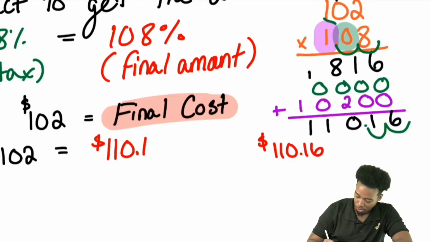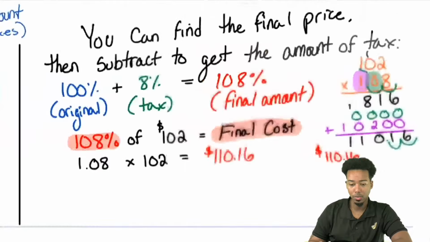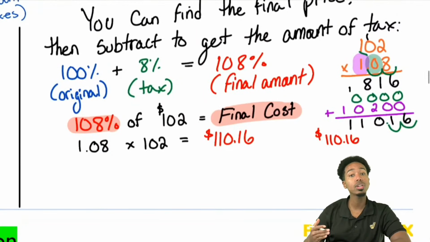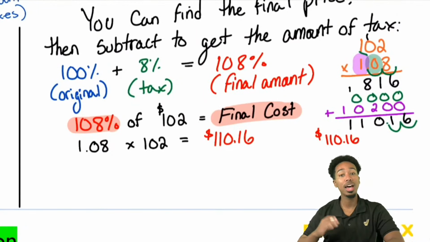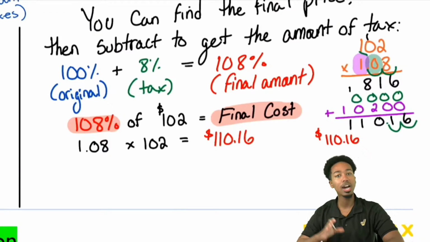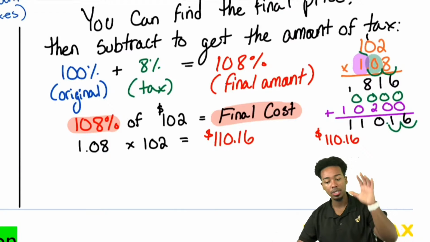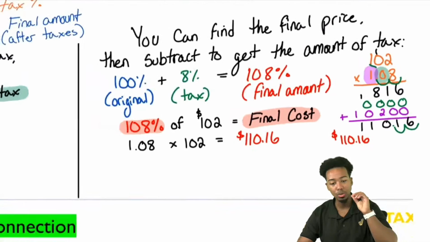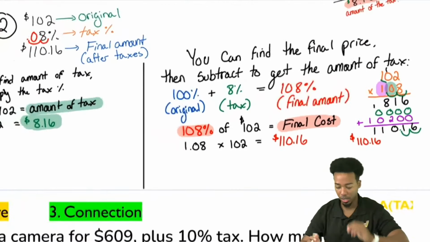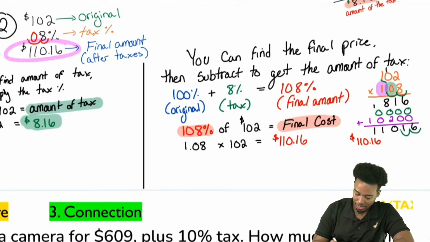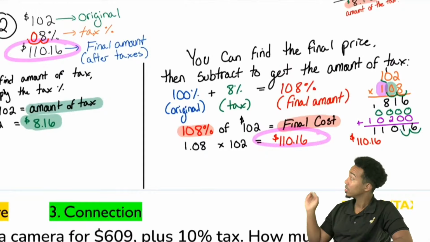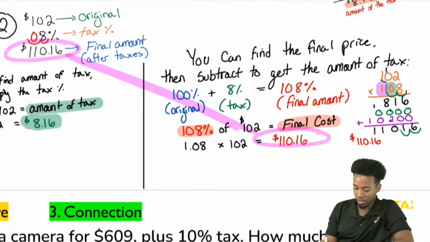as the final cost. When we applied the final percent, we got the final cost. When we applied just the percent of the tax, we got the amount of the tax. Yes or no, everybody, did that make a little more sense? Because look, that's the exact same thing. Exact same thing right here.